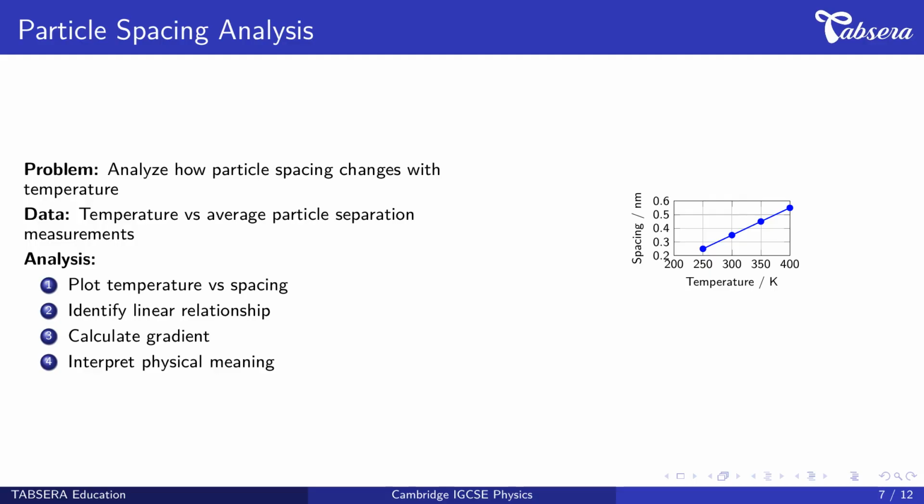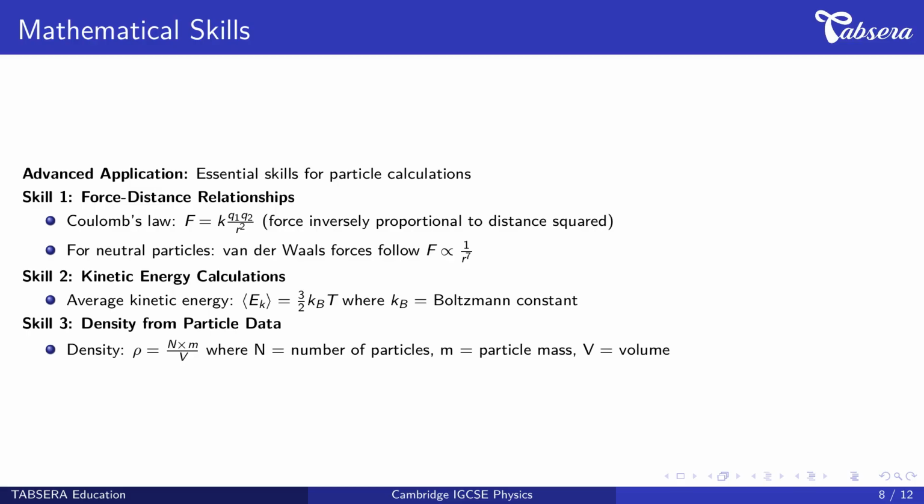Fourth, interpret the result. This means higher temperature provides more kinetic energy to particles, overcoming intermolecular forces and increasing average separation. The linear relationship confirms the kinetic theory of matter. Mathematical skills are crucial in particle physics.